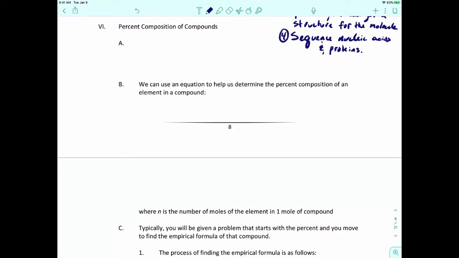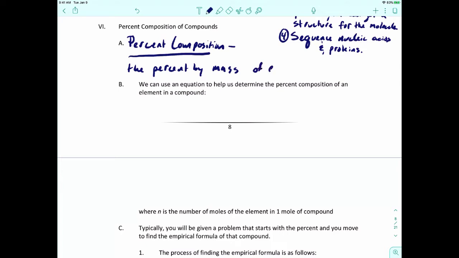This is also a really good time to talk about another topic that's closely related to everything that we're saying, and that's to talk about the percent composition of a compound. So we define this as the percent by mass of each element in a compound.